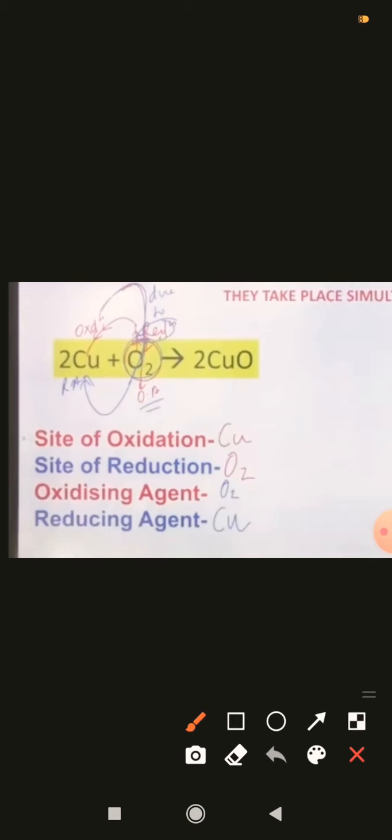Site of oxidation means where oxygen is being added or hydrogen is being removed. In Cu, in copper, the oxygen is being added, so we say it is the site of oxidation. Site of reduction means the particular place where oxygen is being removed or hydrogen is being added, so we say site of reduction.